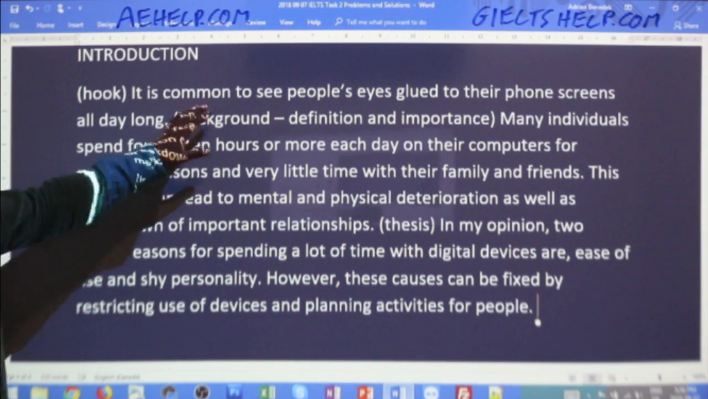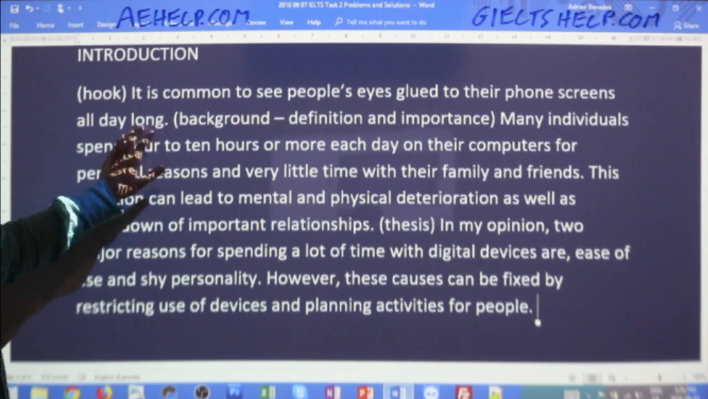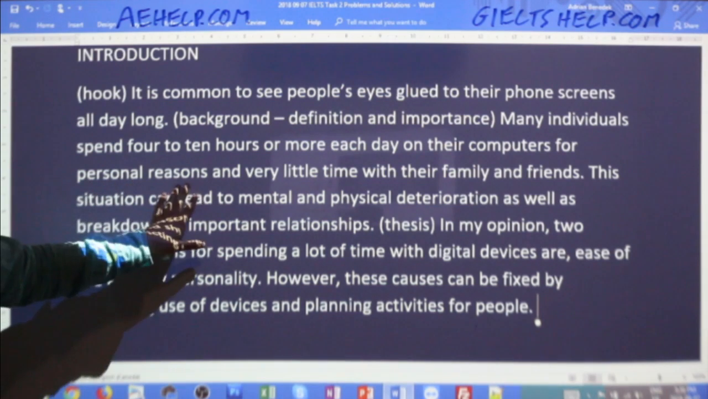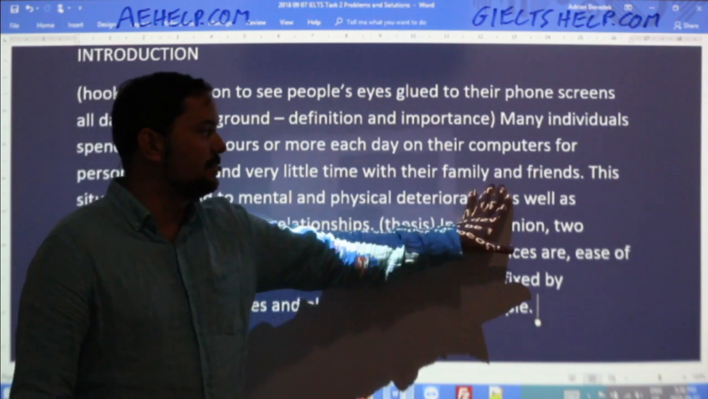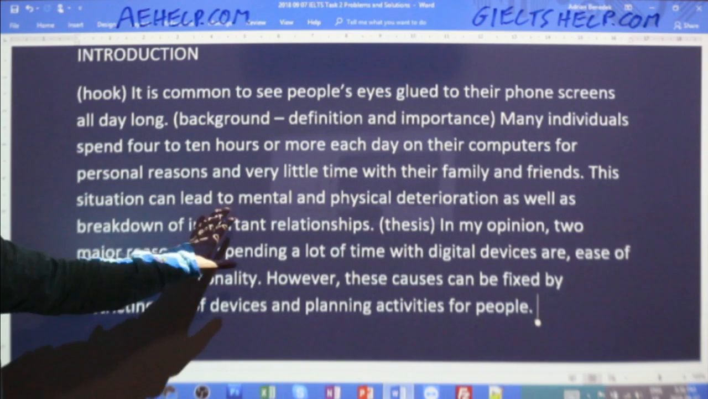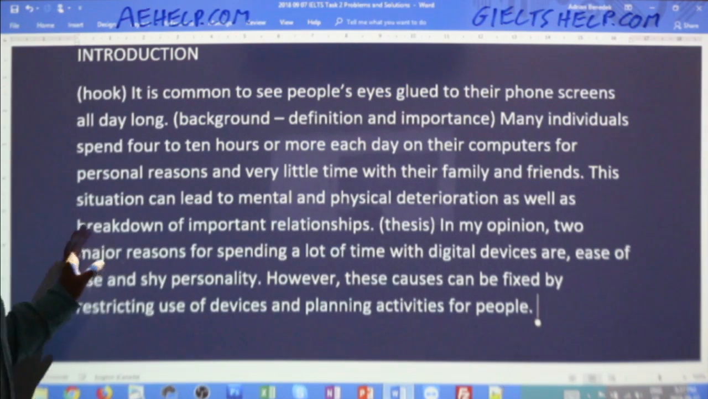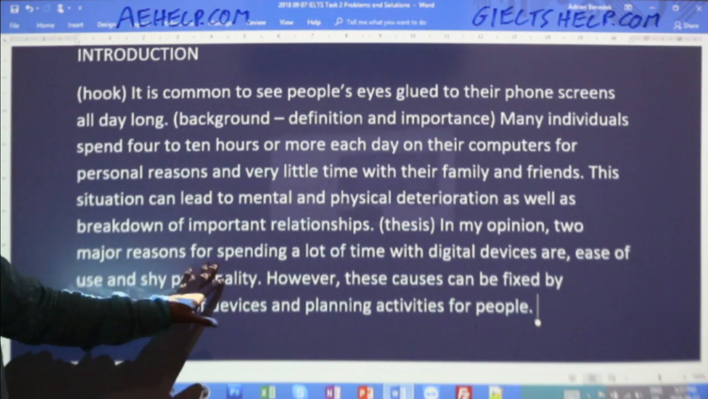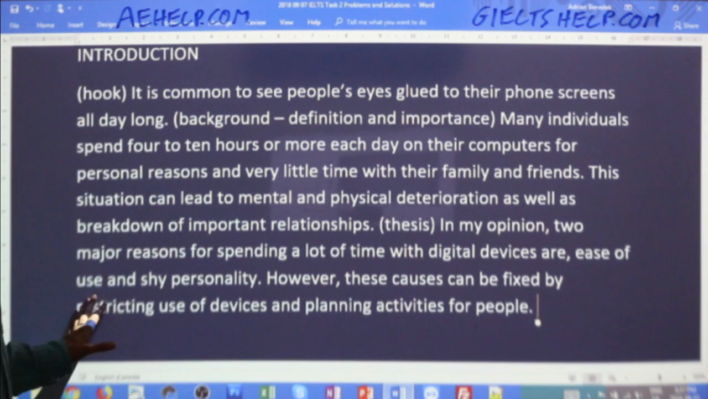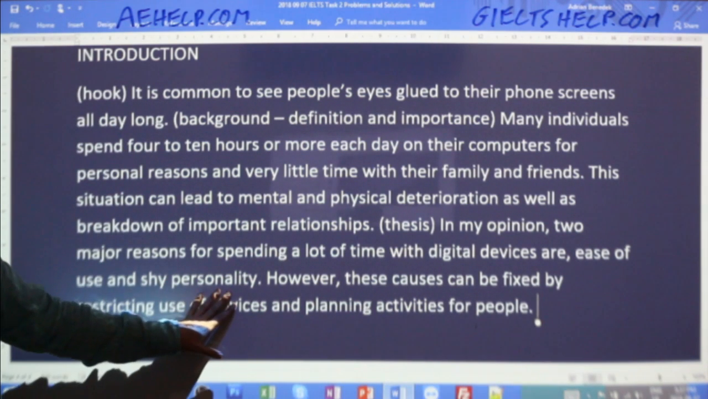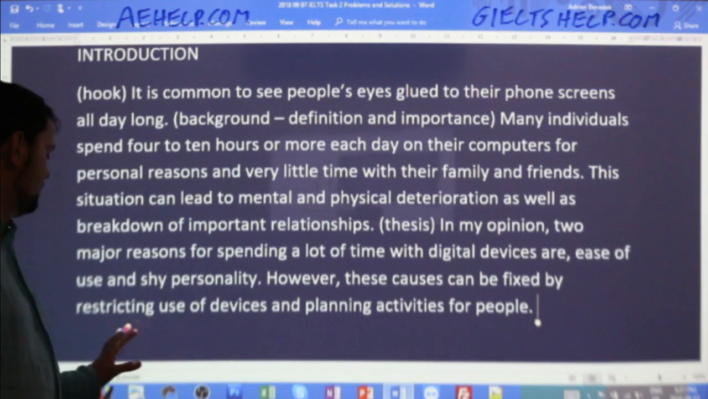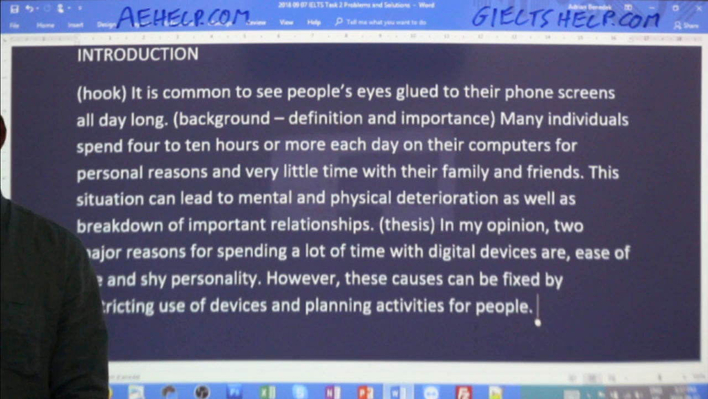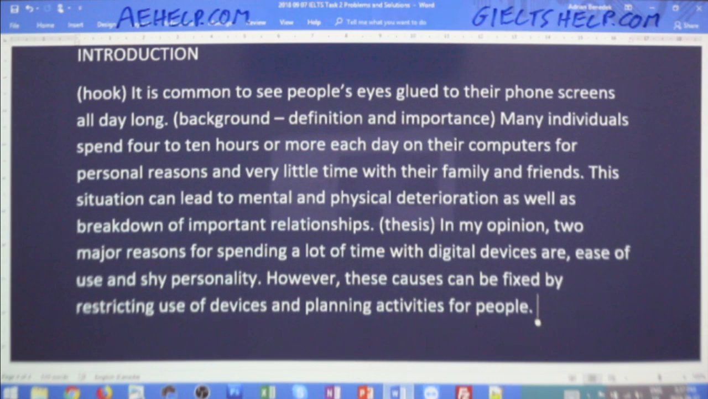Okay, so it is common to see people's eyes glued to their phone screens all day long. Many individuals spend 4 to 10 hours or more each day on their computers for personal reasons and very little time with their family and friends. This situation can lead to mental and physical deterioration as well as the breakdown of important relationships. In my opinion, 2 major reasons for spending a lot of time with digital devices are ease of use and shy personality. However, these causes can be fixed by restricting use of devices and planning activities of people. How is my thesis? Is it good or can it be better?